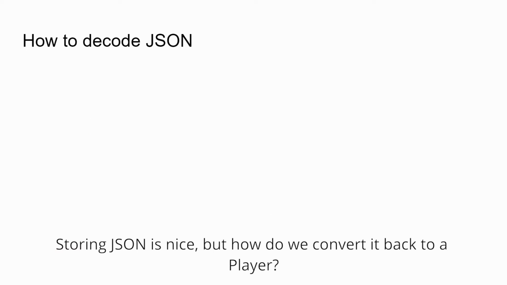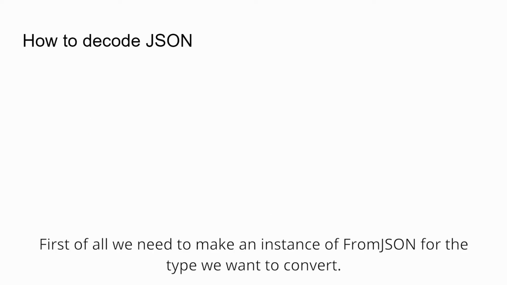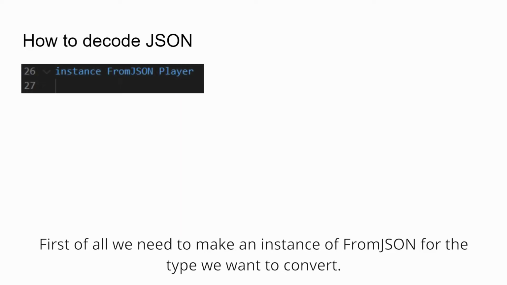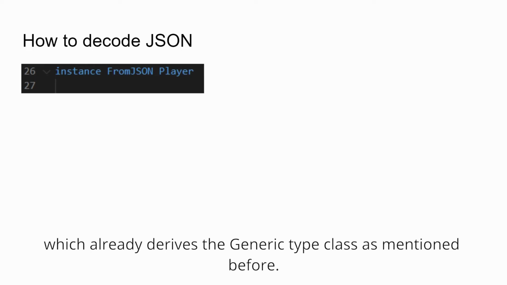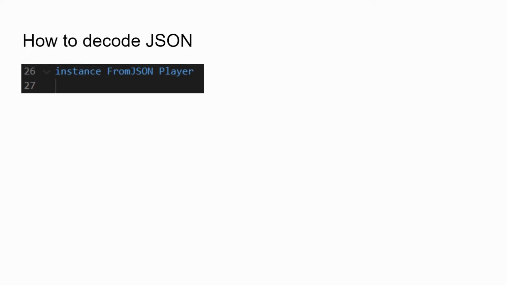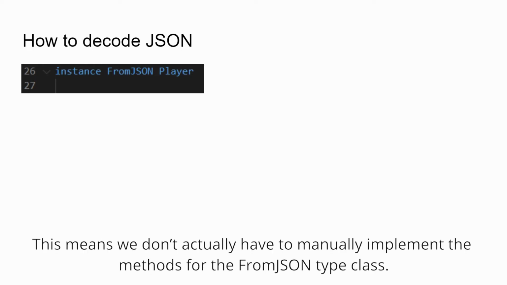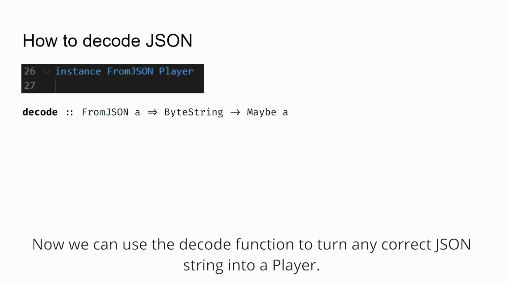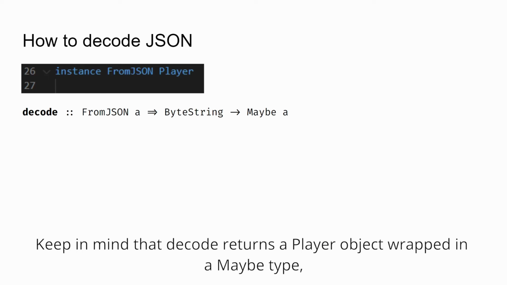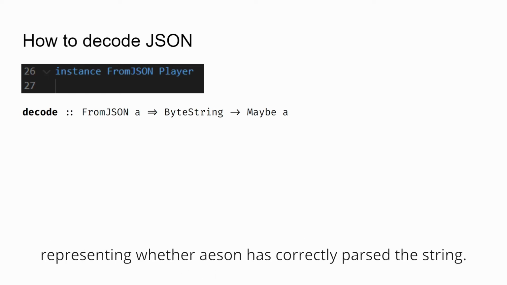Storing JSON is nice, but how do we convert it back to a Player? First of all, we need to make an instance of FromJSON for the type we want to convert. In our case, this is Player, which already derives the Generic type class as mentioned before. This means we don't actually have to manually implement the methods for the FromJSON type class. Now we can use the decode function to turn any correct JSON string into a Player. Keep in mind that decode returns a Player object wrapped in a Maybe type, representing whether Aeson has correctly parsed the string.